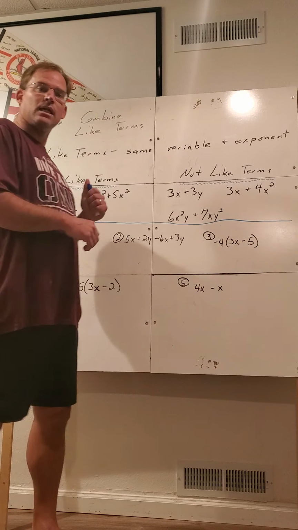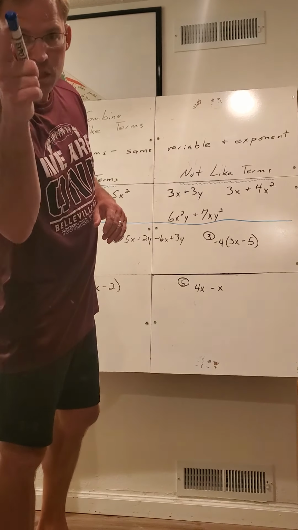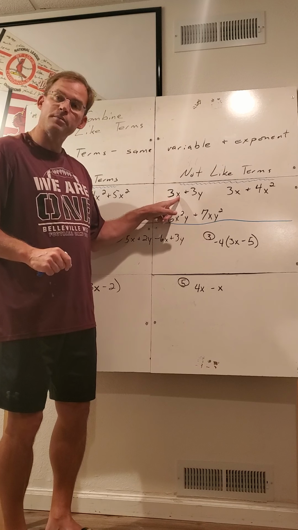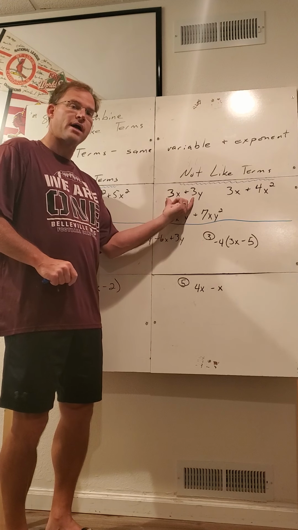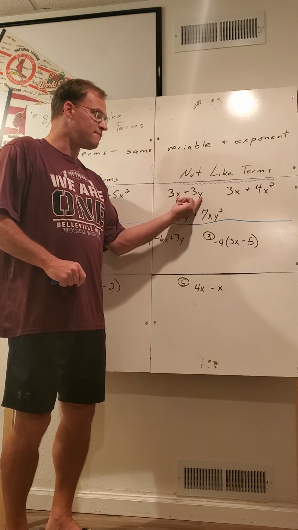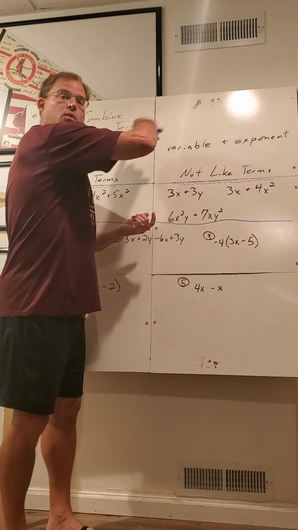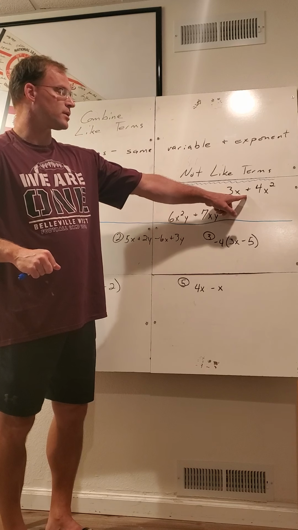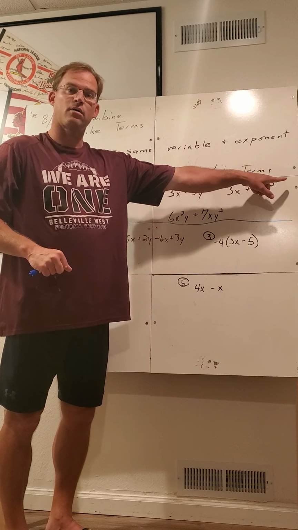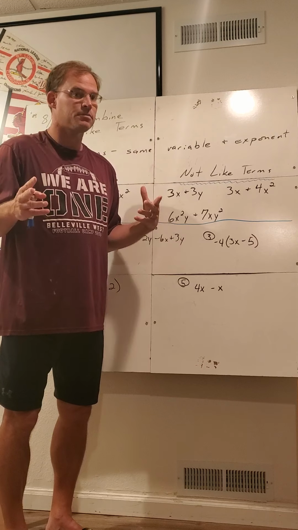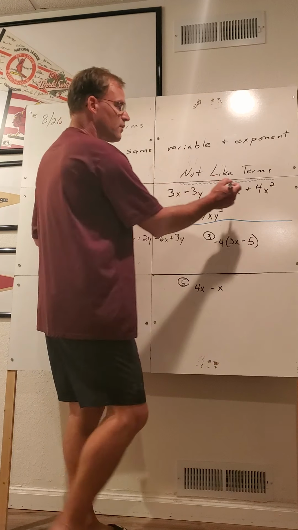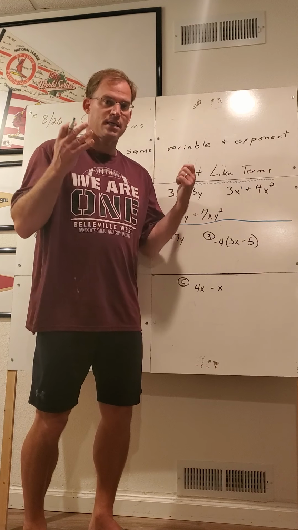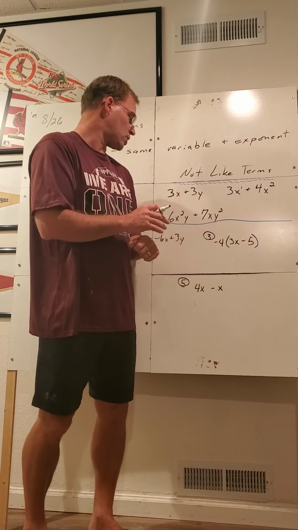These are not like terms. Write this in your notes. 3x and 3y. Variables matter. Coefficients don't matter for like terms. Same variables. Notice I didn't say anything about coefficients up here. I don't care if the big numbers are the same. Second counterexample, 3x, 4x squared. Not the same exponent. This is 3x. If you don't see an exponent, it's automatically 1. This is 4x squared. Not the same, not like terms.